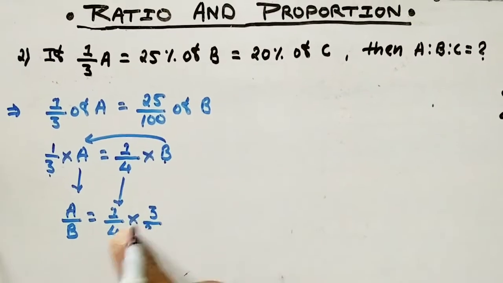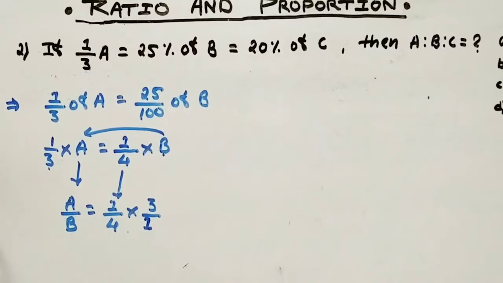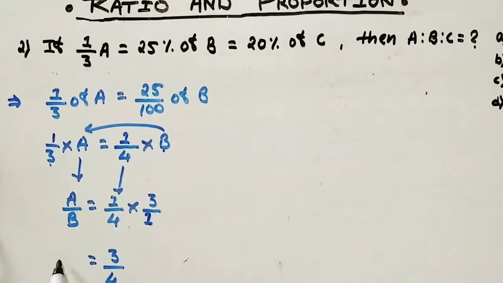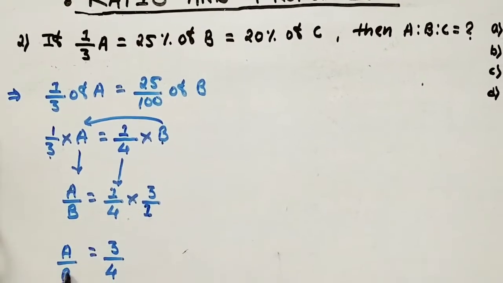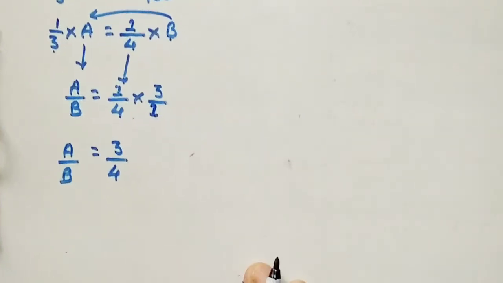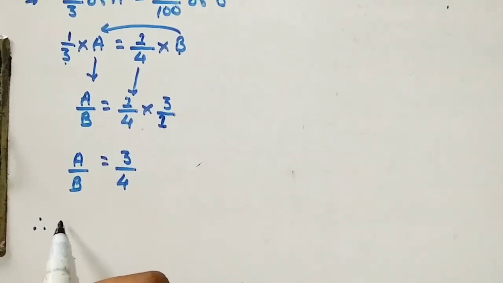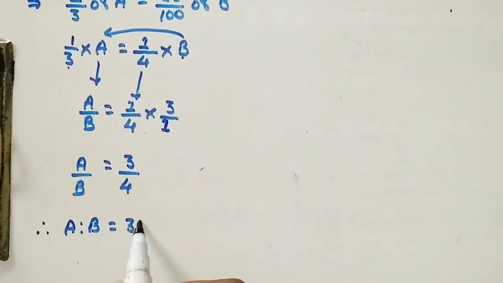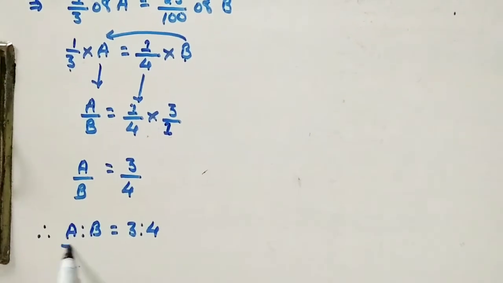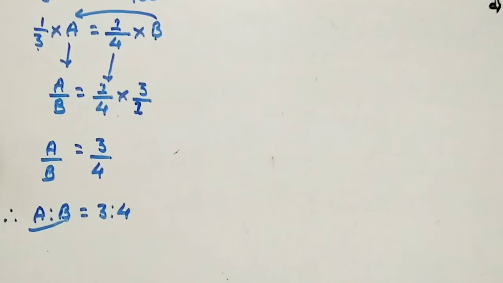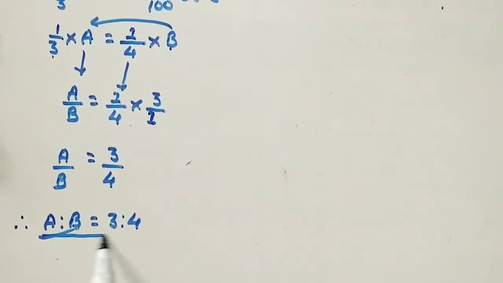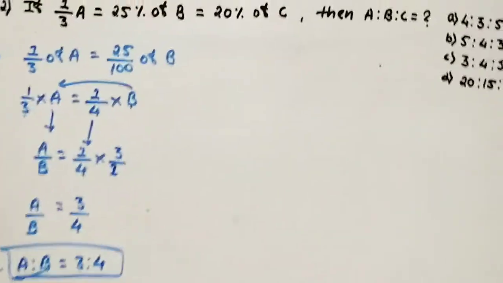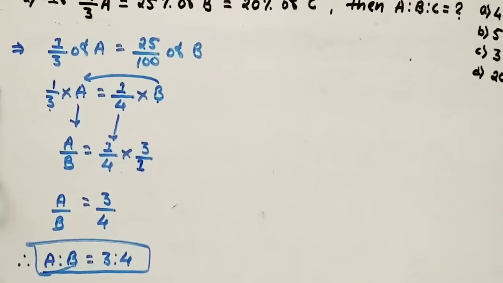3 by 1. So 3 ones are 3 and 4 ones are 4. So A divided by B, we can write here A is to B is equal to 3 is to 4. Is this clear, students?